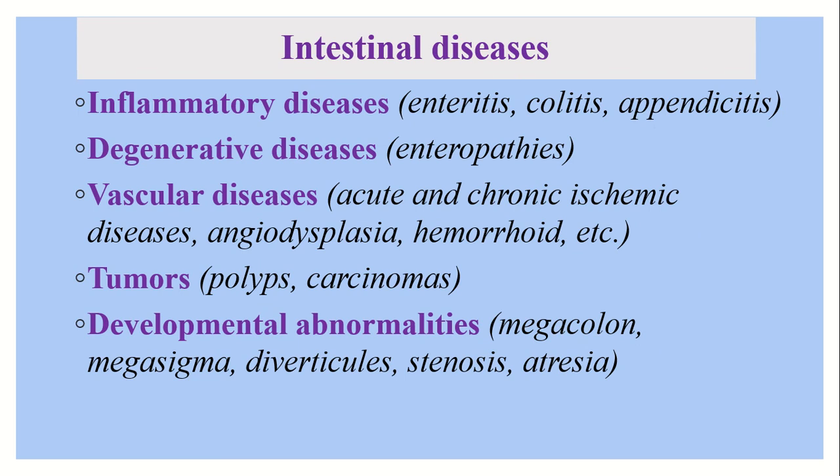Now let me discuss intestinal diseases. There are two parts of the intestines, the small and the large intestines, or what we call the bowels. There are inflammatory diseases: enteritis, colitis, appendicitis; degenerative diseases: enteropathies; vascular diseases such as acute and chronic ischemic diseases, angiodysplasia, hemorrhoids, and so on; tumors, polyps, carcinomas; and developmental abnormalities such as megacolon, megasigma, diverticula, stenosis, atresia, and so on.